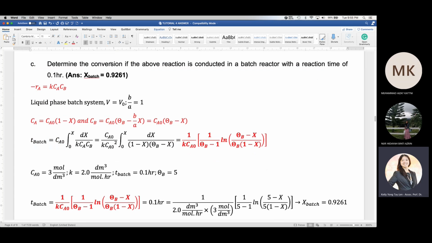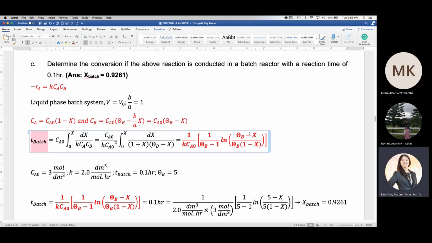Okay, soalan dia kata, determine the conversion if the above reaction is conducted in a batch reactor with a reaction time of 0.1 hour. Okay, sekarang tukar. Dia kata dia nak kita conduct dalam batch reactor, and dalam batch reactor ni dia suruh kita cari conversion kalau dia beri reaction time kita 0.1. Okay, so case ni tukar reactor, beri reaction time, nak cari conversion. So sama konsep lah.